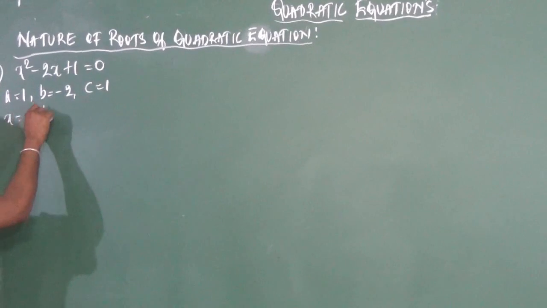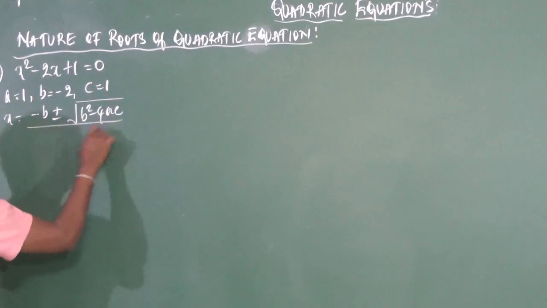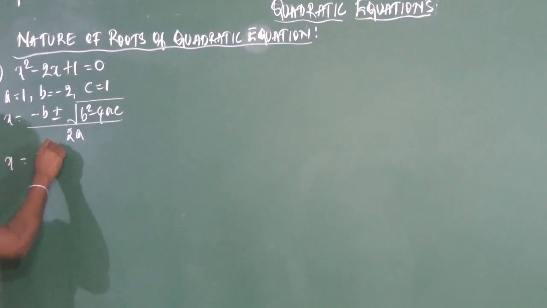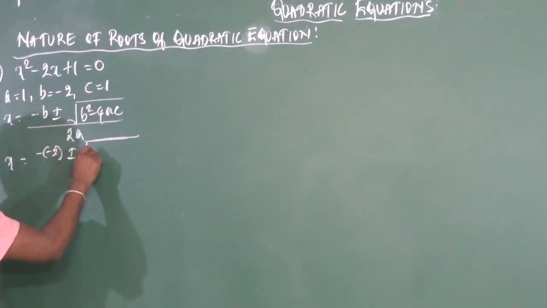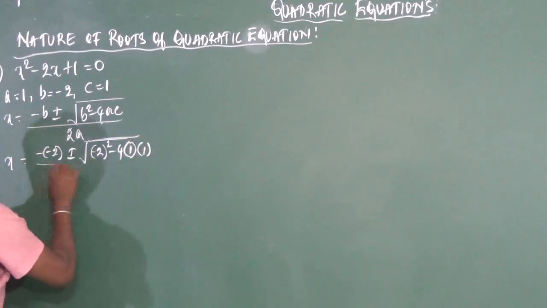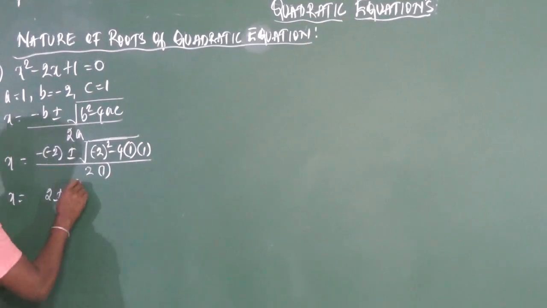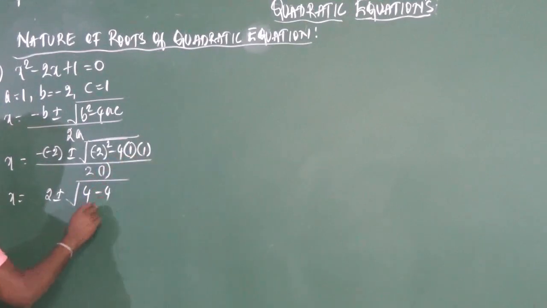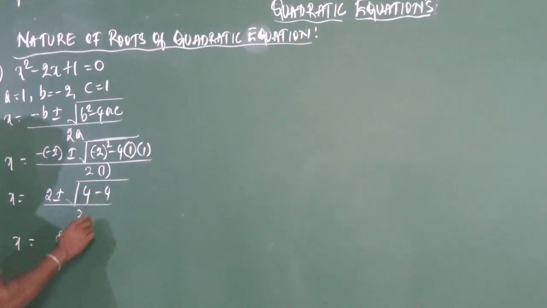So x is equal to minus b plus or minus square root of b square minus 4ac, by 2a. Okay. So x is equal to minus b, that is minus of minus 2, plus or minus square root of b square, that is minus 2 whole square, minus 4 into 1 into 1, by 2 into 1. Okay. So x is equal to 2 plus or minus square root of minus 2 whole square is 4, minus 4 into 1 is 4, by 2. Okay. x is equal to 2 plus or minus square root of 4 minus 4, which is 0.